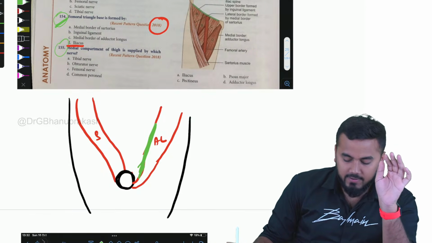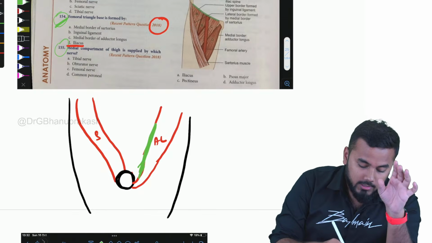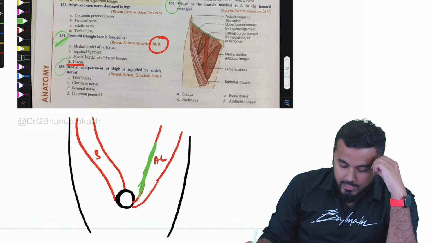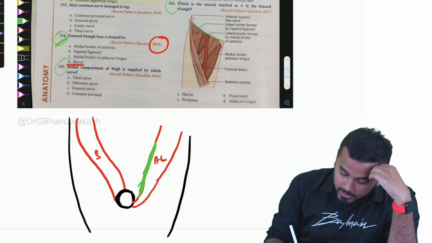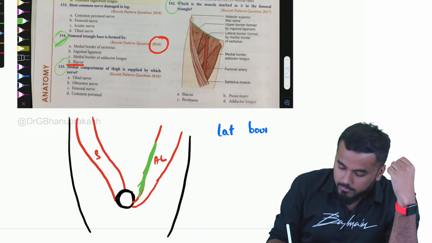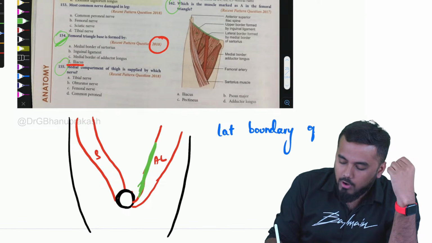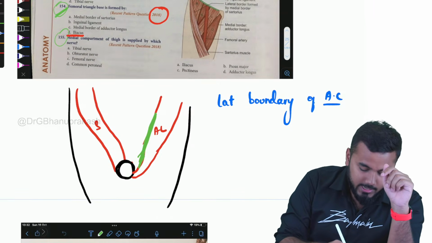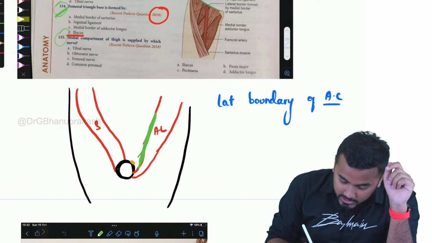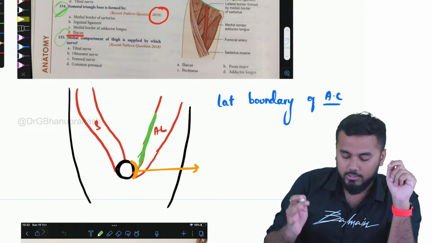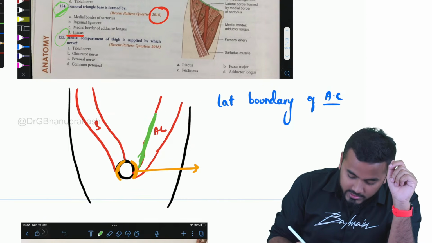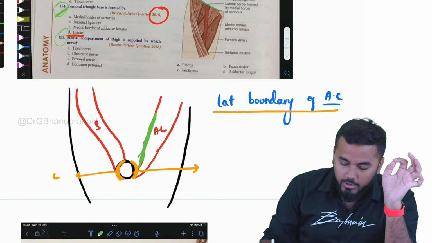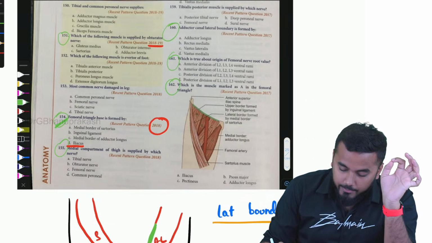Now, if someone asks you a question that lateral boundary of Adductor Canal is formed by. See, Adductor Canal has also got two boundaries. So this boundary is facing medially. This is called medial boundary. This boundary is facing laterally. This is called lateral boundary. So the question is, lateral boundary of Adductor Canal is formed by.